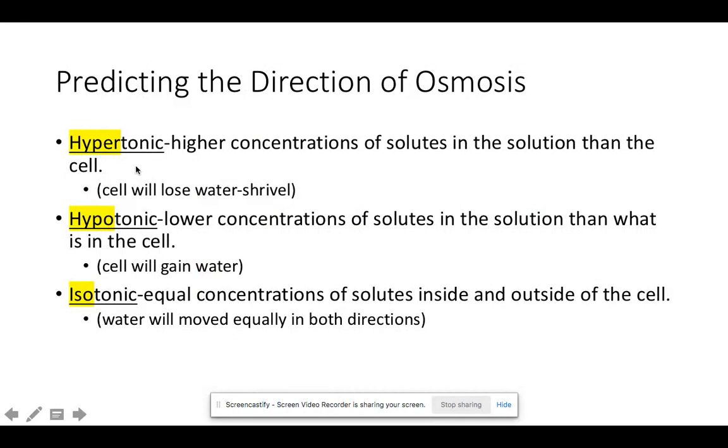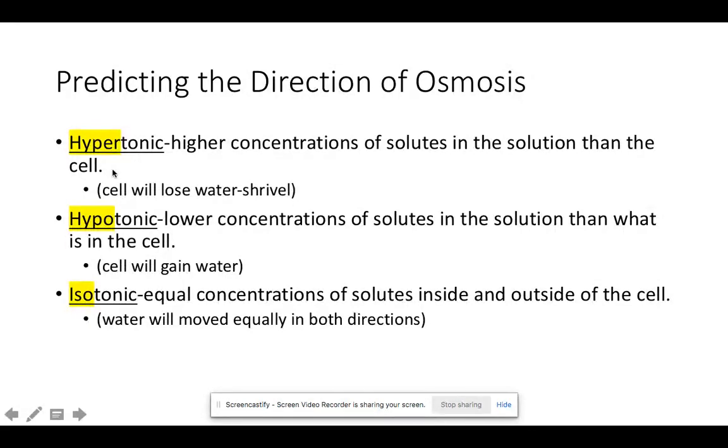All of these different types of solutions that the cell is in are named different things. Hypertonic is where it's a sugary or salty solution. Hypo is a very low solution, and isotonic is just right. So here's the Goldilocks I keep mentioning in class. Everything in life has to be just right. So that's iso: isotonic is equal concentrations.